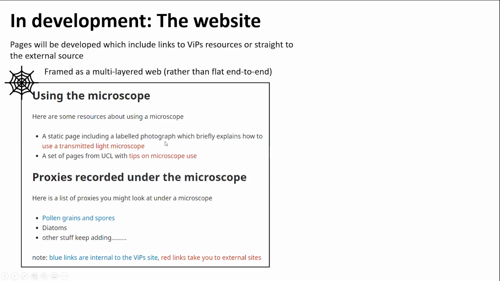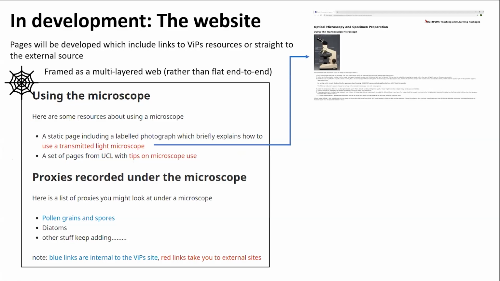So this is an example here of one of the pages that's there. You can start with working out how to use a microscope. The website will have both internal and external links. At the moment, the red links will take you away from the VIP page to an external site. So for something like this, you can actually go and read up on how to use a microscope there.